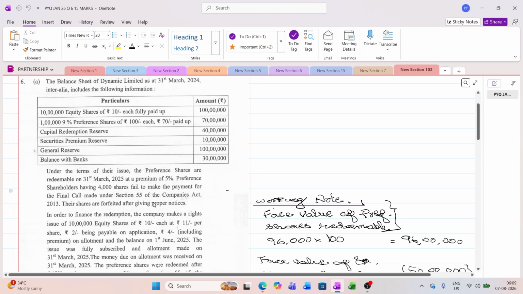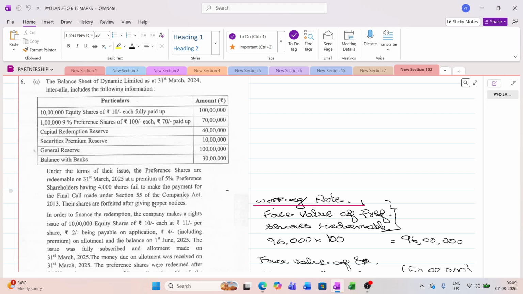No share can be redeemed except out of divisible profit. You should understand it easily like that: shares can be redeemed only out of divisible profits. What is a divisible profit? The profit which is available for making dividend. So that only you can use for the purpose of redemption.